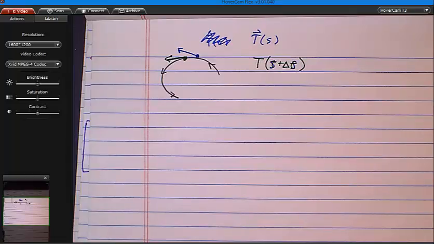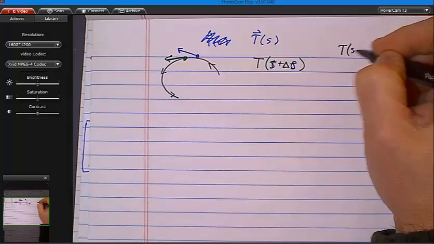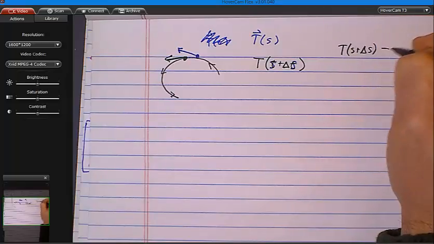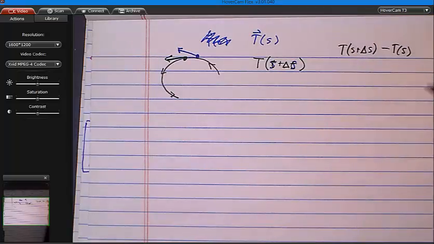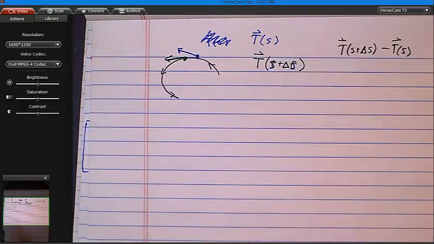And now what I could do is imagine computing this: T of S plus delta S minus T of S. And of course, these are all vectors. I'm going to forget those arrows sometimes, guys. All right, so how do you subtract two vectors? Well, I know how to add two vectors.